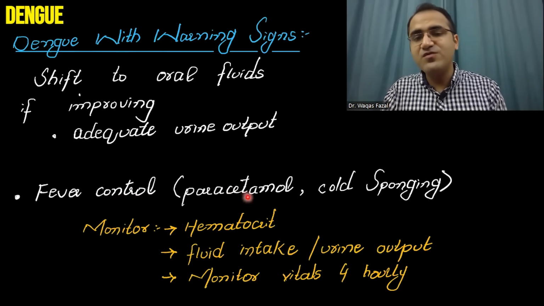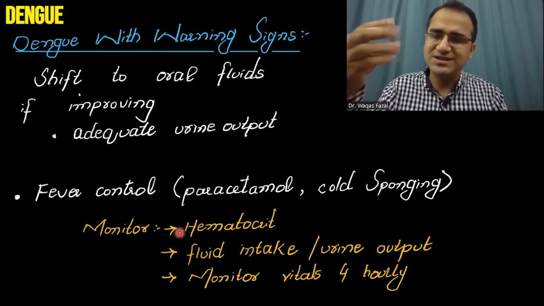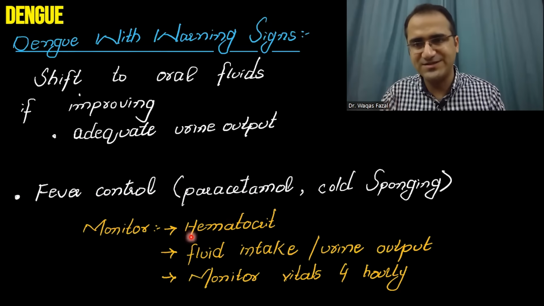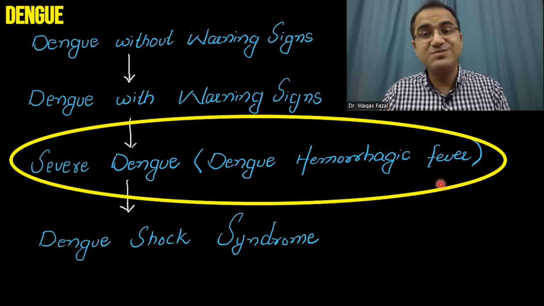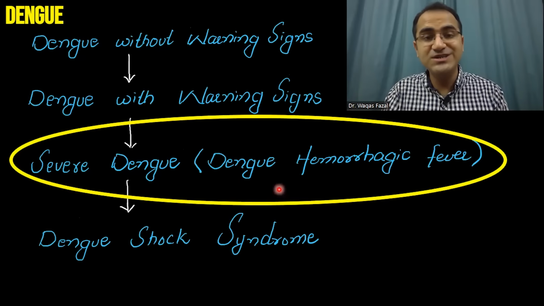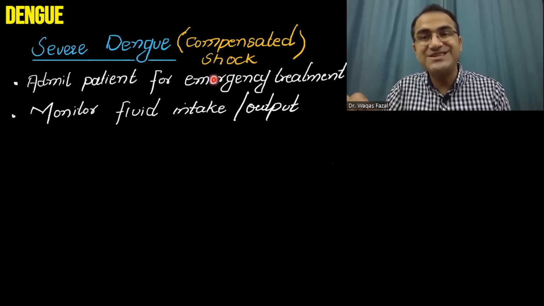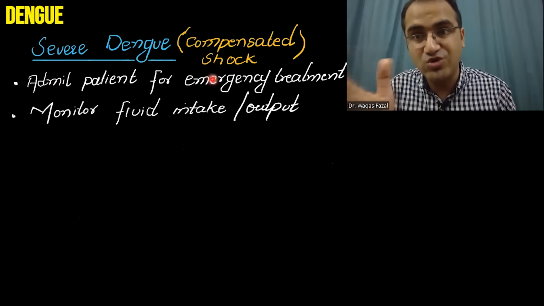And you control the fever with paracetamol and cold sponging. You monitor the patient with these three things: hematocrit, fluid intake, urine output, and you monitor the vitals. Now coming to severe dengue hemorrhagic fever, these patients are the ones who are developing severe bleeds. You must admit these patients because they are usually in compensated shock and they can develop severe full-blown shock and develop dengue shock syndrome.